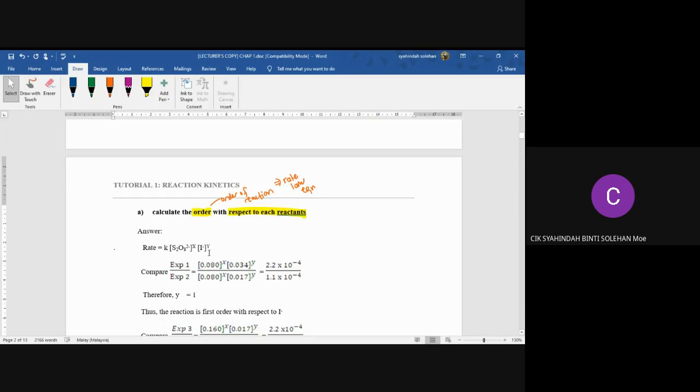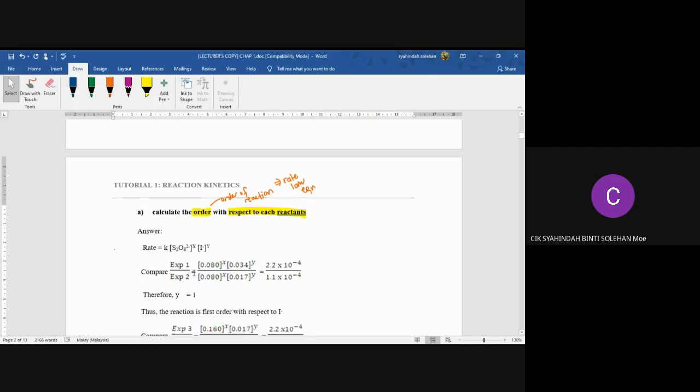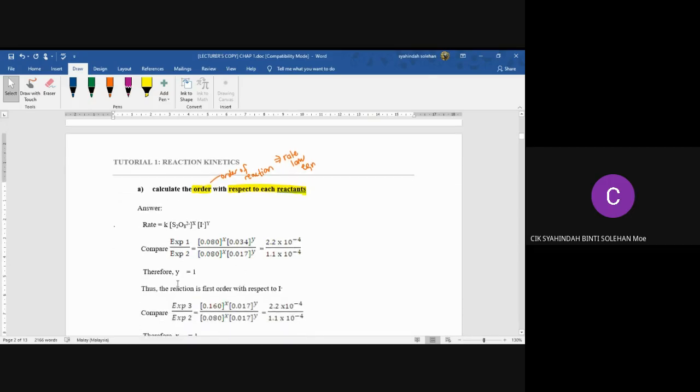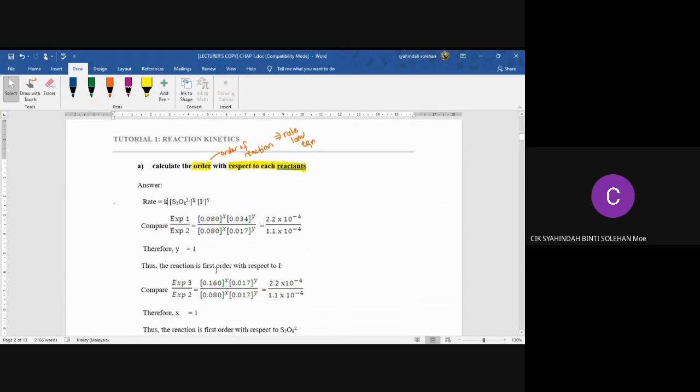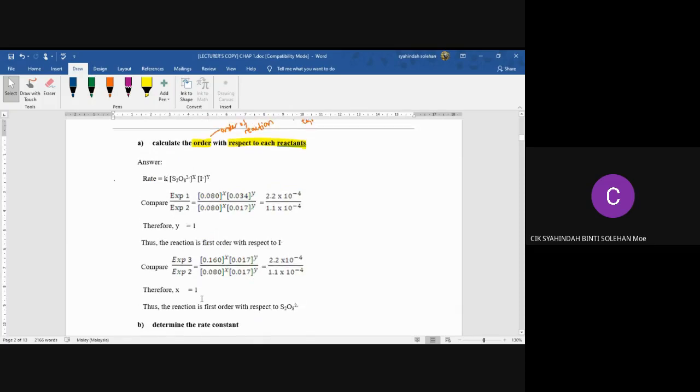As Miss told you in the lecture, you have to compare two experiments where one of the concentrations of reactants is constant, and the concentration of the other reactant changes. Okay, so in this case you just cancel out, and then you will get y equals 1. You know y is the order of reaction with respect to I-, right? So you already know the order of reaction with respect to I-, and for this one you compare experiment 3 with 2 because you want to find the order of reaction with respect to S2O8, which you will get 1 as well.